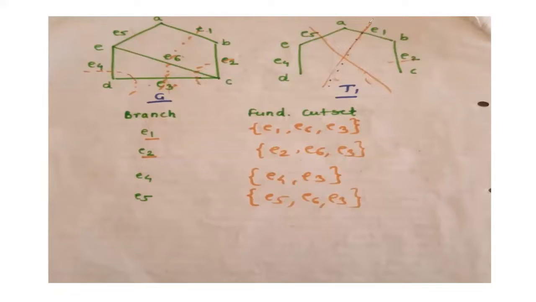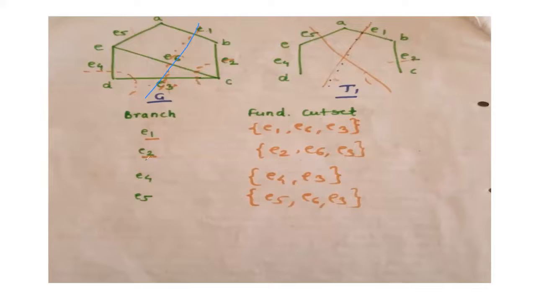So how do we cut this graph so that it contains exactly this one branch E1? We have to cut like this. So E1, E6, E3. There is one branch, yes, exactly one branch. Now the chords are E6 and E3, which are not present in the spanning tree.